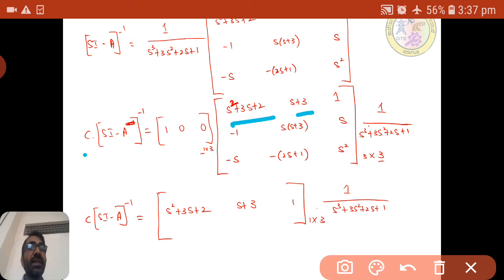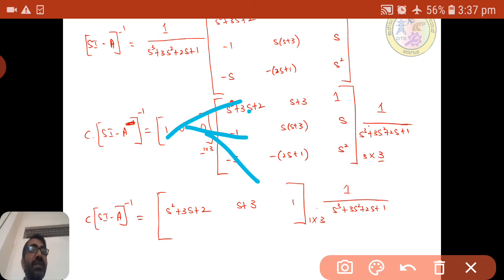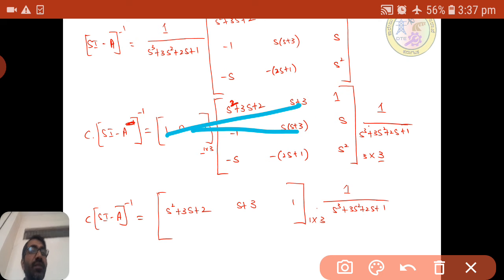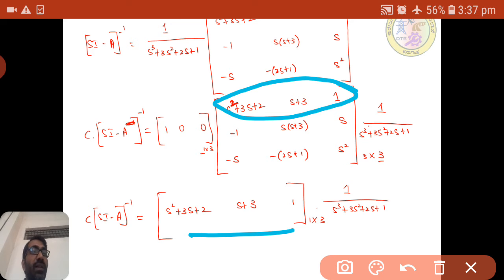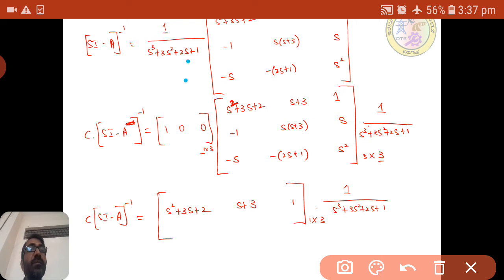We need to multiply with C. If you multiply with C, then only the first term will be there, like 1 into this, 0 into this, 0 into this, only this term, and again 1 into this, 0 into this, 0 into this. So we will remain with only the first row, into whatever determinant is there. The determinant we have written, and this is C into sI minus A inverse.